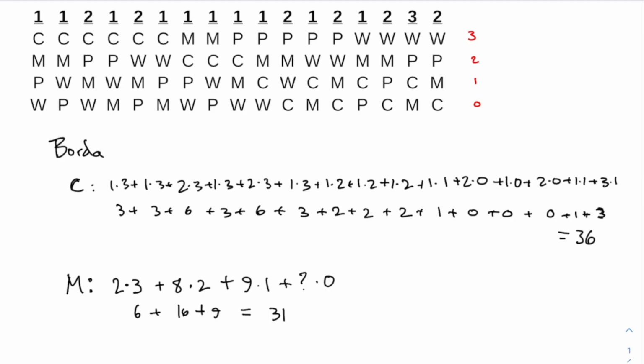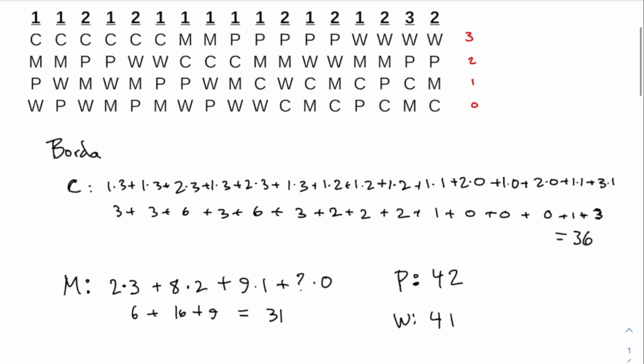All right? Can I just poll the audience just for the sake of seeing a real answer here? What did you all get for the P? It's 42. 42? Anybody else agree? Yes. All right. And the W? 41. 41. Anybody? Yeah. All right. Great. So it seems that the winner using the Borda is the P. Pineapple, right?